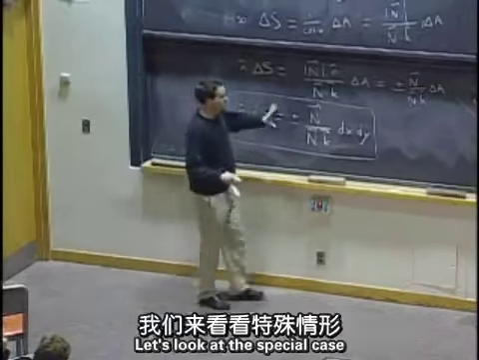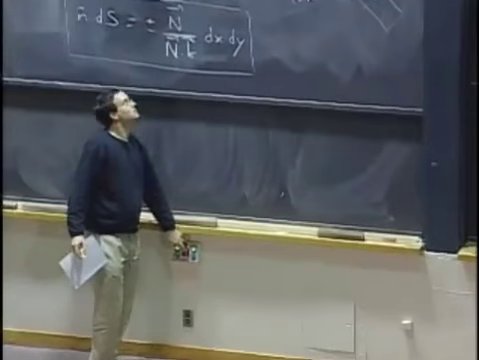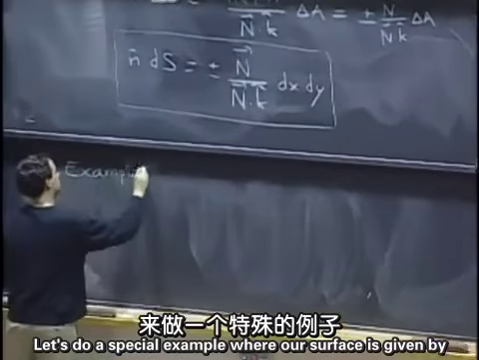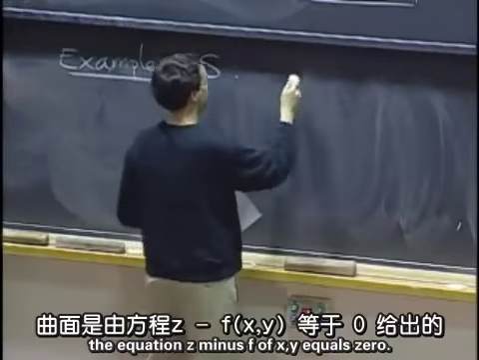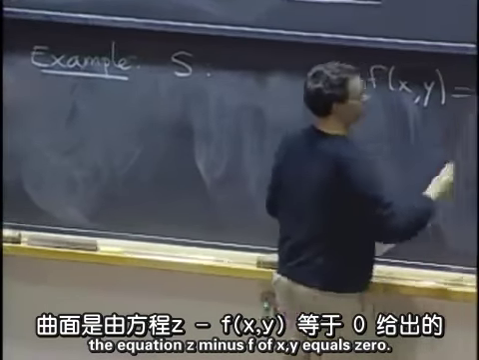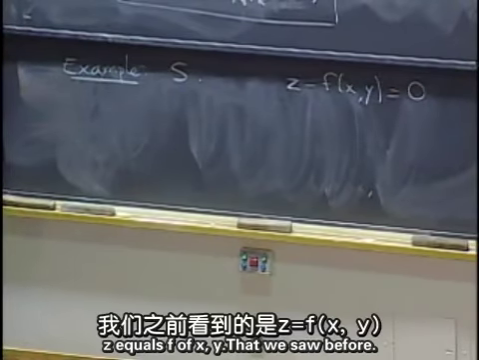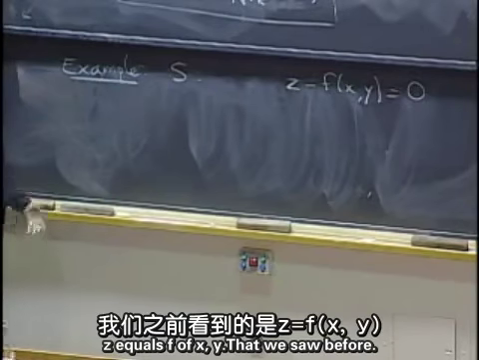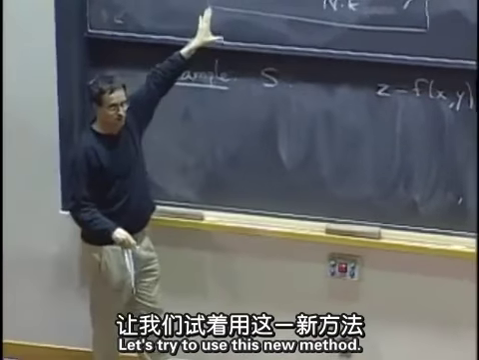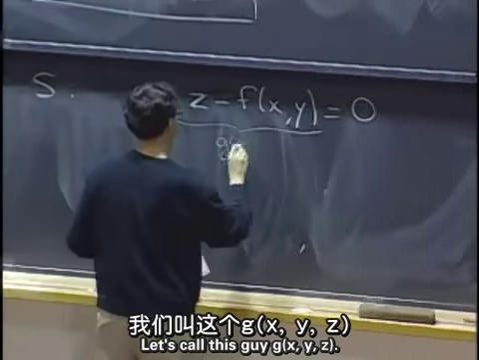So let's look at the special case just to see how this fits with stuff we've seen before. Let's do a special example where our surface is given by the equation z minus f of xy equals 0. That's a strange way to write the equation z equals f of xy that we saw before. But now it looks like some function of xyz equals 0. So let's try to use this new method. Let's call this g of xyz.